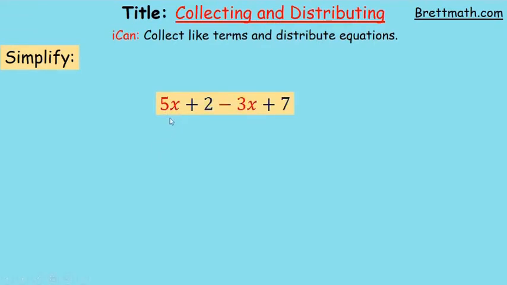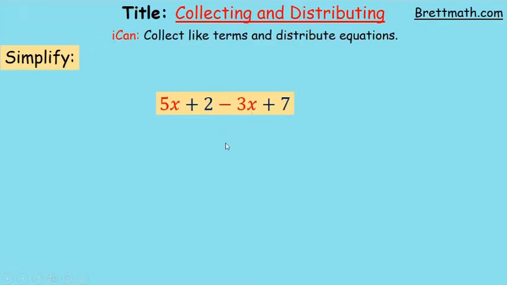So if I look here, I've changed the color of my x's to red, and I've changed the color of my units, my regular numbers, to blue. I can do that because it's nice and easy because I'm on a computer. If you're handwriting this, you can use underlines, you can circle, you can square, you can do whatever you want to highlight it. So I can see that 5x and minus 3x are like terms because they both have an x value in them. They both have an x term.